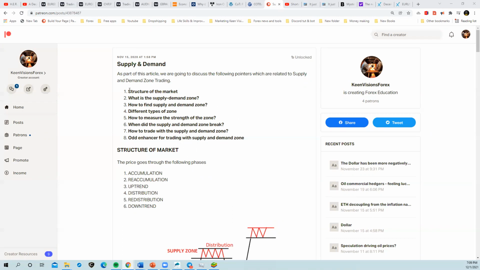structure. So the things we're going to cover are the structure of the market, what supply and demand zones are, how to find supply and demand zones, different types of zones, how to measure the strength of a zone, when a supply and demand zone breaks, how to trade with supply and demand zones, and then add-on enhancers for trading with supply and demand zones.